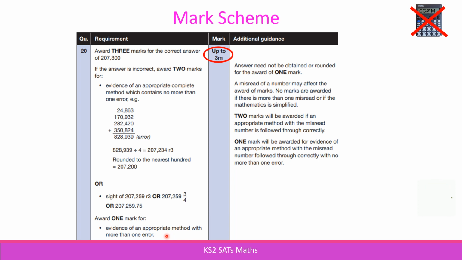So the marks come from the method. So 1 for doing the adding, 1 for doing the dividing, and then 1 for the rounding. So you can get up to 2 method marks for doing any part of it correctly, but to get the full 3 marks, you needed to get the answer fully correct.